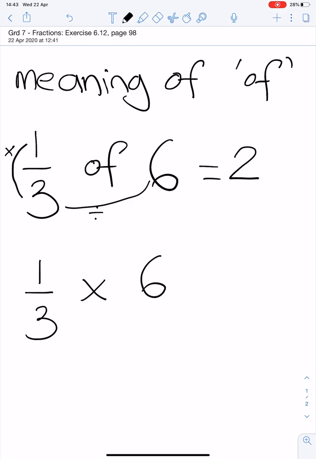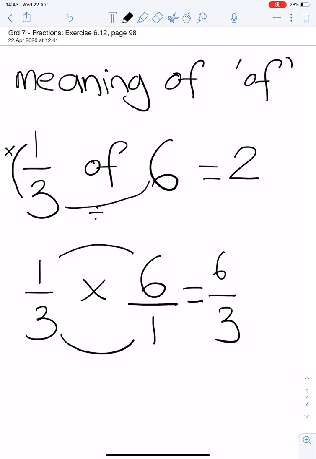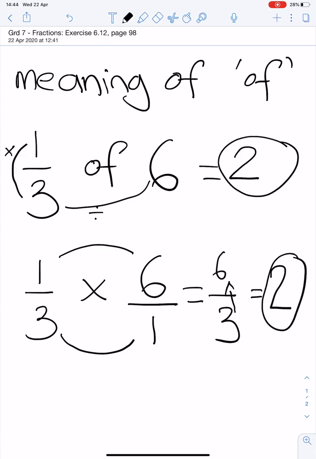The new method is going to suit the more complicated fraction problems that you get from now on. So let's have a look at it. We know that 6 as a whole number is the same as 6 over 1. Now we can multiply our numerators and our denominators. 1 times 6 is 6. 3 times 1 is 3. This is an improper fraction. 3 fits into 6 twice, and there are no remainders. Same answer.